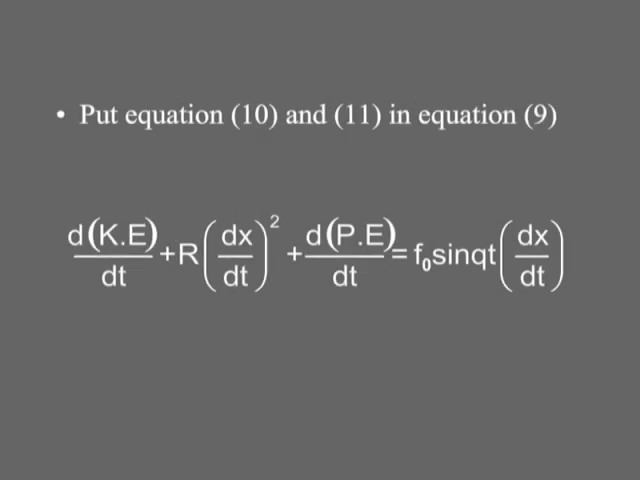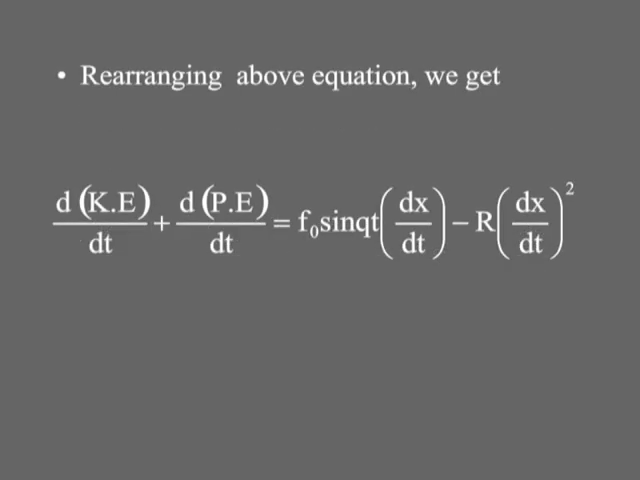By putting equations 10 and 11 in equation 9, we get d/dt of kinetic energy plus r (dx/dt)² plus d/dt of potential energy is equal to F0 sin qt dx/dt. Rearranging the above equation, we get d/dt of kinetic energy plus d/dt of potential energy is equal to F0 sin qt dx/dt minus r (dx/dt)².